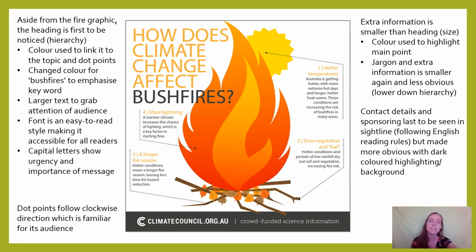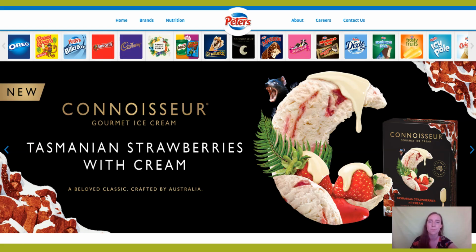And lastly, the contact details and sponsoring is last to be seen in the sightline, so if we're going from top to bottom. But it's more obvious with the dark coloured highlighting and background that's created with it. It makes it stand out and think, okay, that's somewhere I can go to find out more information about how this climate change is affecting these bushfires.